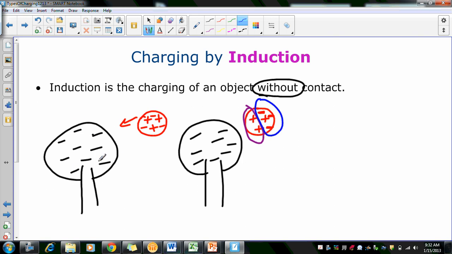The negative Van de Graaff, when a neutral object is brought near it, the protons stay in their exact location. They cannot move. The only way you can move these is by a nuclear reaction, no big boom. But the freely moving electrons can be pushed to the outside. And since the electrons are now in a concentrated location, it leaves this side a positive charge and this side a negative charge. So only electrons are moving. So charging without contact.